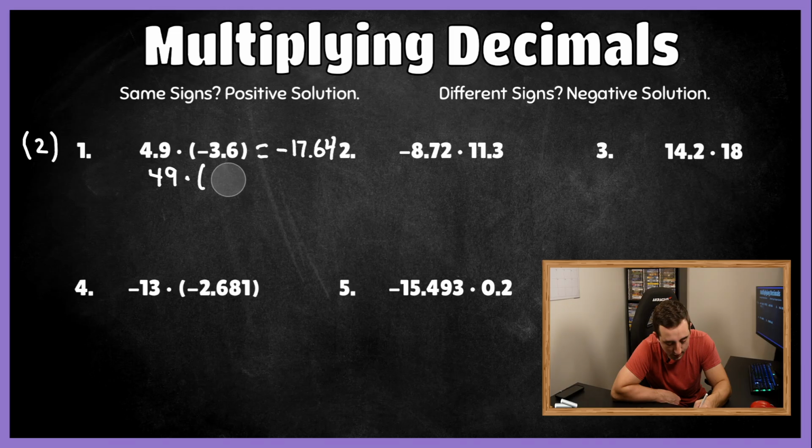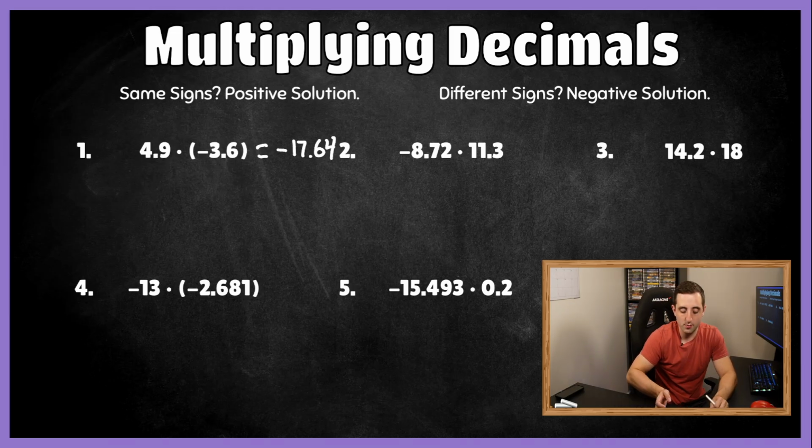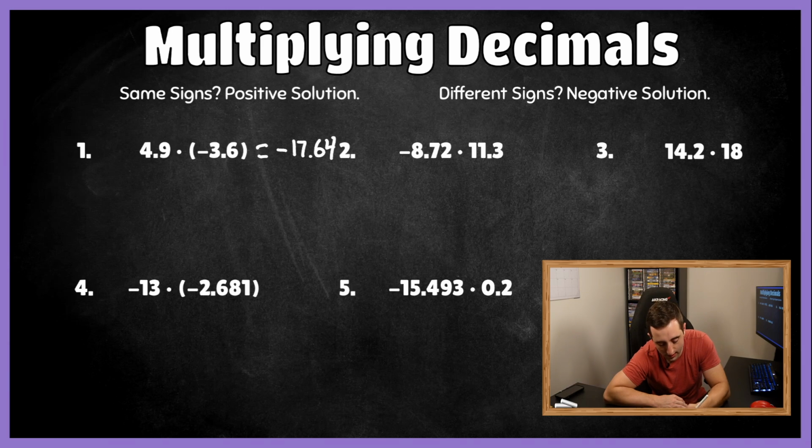So I'm going to get rid of all this work here because I'm going to use all the space I can possibly get. And now let's go ahead and take a look at number 2. We have negative 8 and 72 hundredths times 11 and 3/10. I notice once again that they are different signs, so we're going to get a negative solution at the very end. So let's go ahead and put equals some negative value.